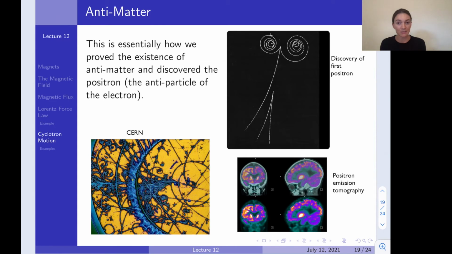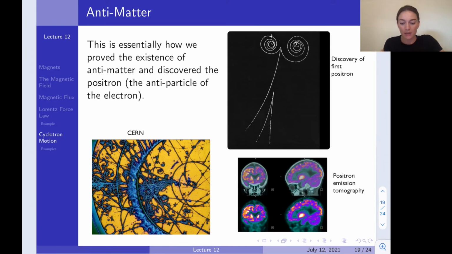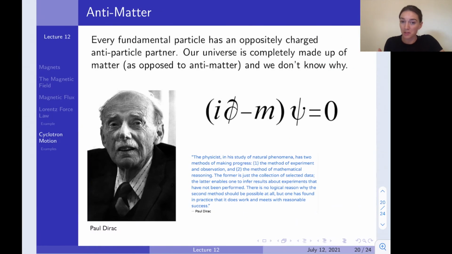But actually, antimatter is still used in a lot of medical procedures today. For example, PET scans, which stands for positron emission tomography. That procedure actually uses positrons to image different parts of the body. So as I mentioned, the electron has an antiparticle, but all particles actually have antiparticles. And we don't really know why.